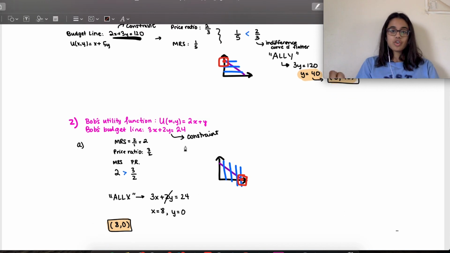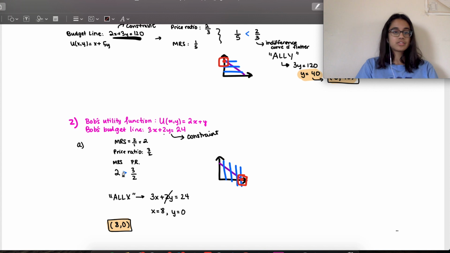For number 2, same thing. I just wanted to show the opposite scenario. This is my utility function. Here's our budget line. We're given a price ratio of 3 over 2 because that is our partial derivatives with respect to X and Y. And our MRS is 2 over 1, because this is a coefficient of 1 in front. So we have 2 here, 3 over 2.